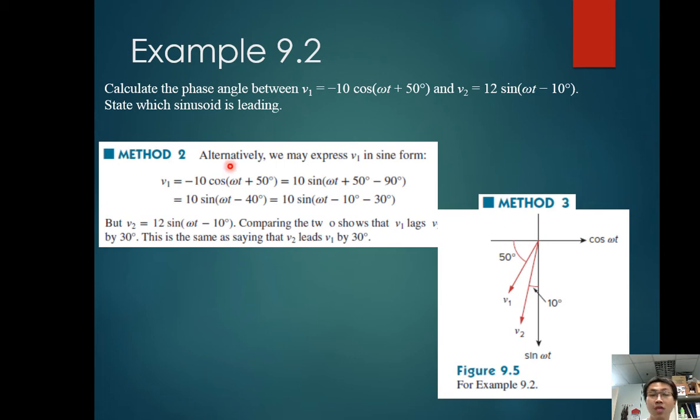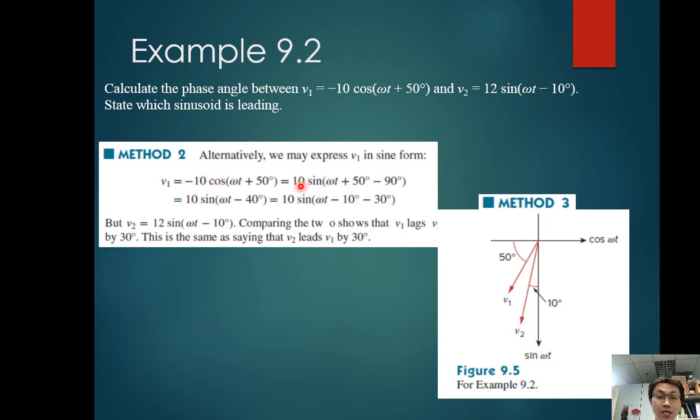So, for example, calculate the phase angle between V1 equals negative 10 cos(omega t plus 50) and V2 equals 12 sin(omega t minus 10). We need to determine which is leading. Same as before, we need to convert into the same function, either cosine or sine. Here, we change V1. Now I have V1 negative 10 cos(omega t plus 50), and I want to change it to a sine function. First, I eliminate the negative, and then I change cos to sine.